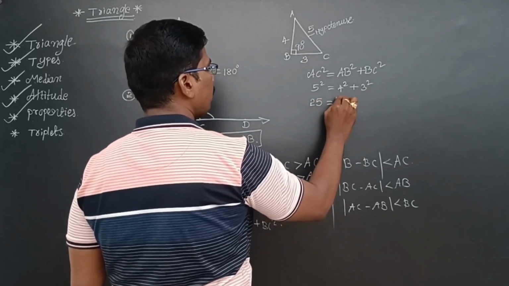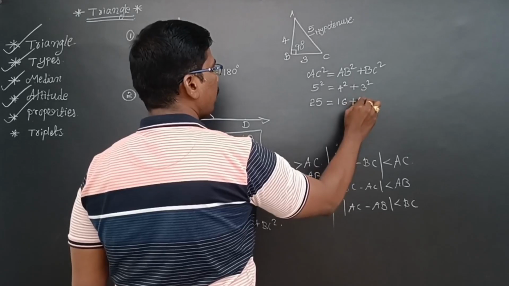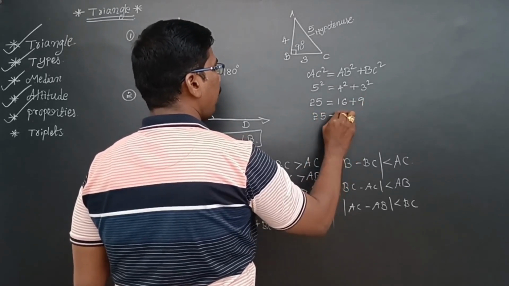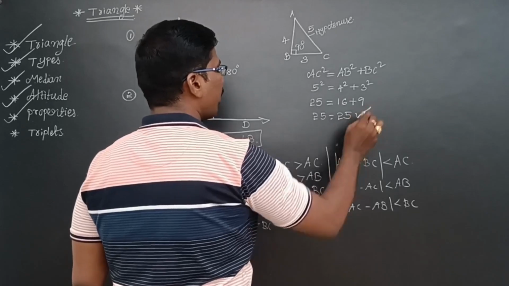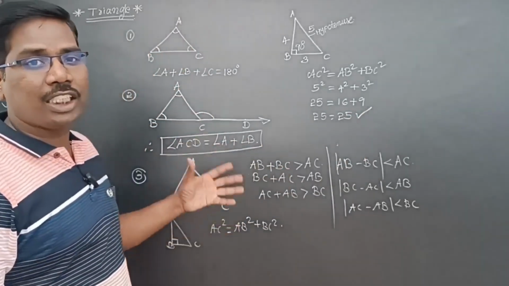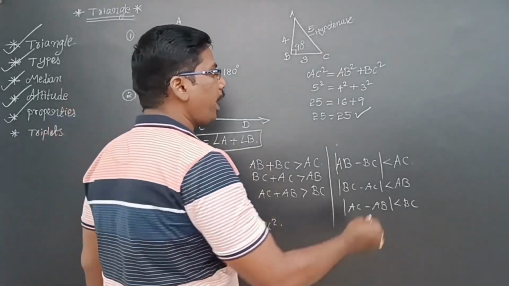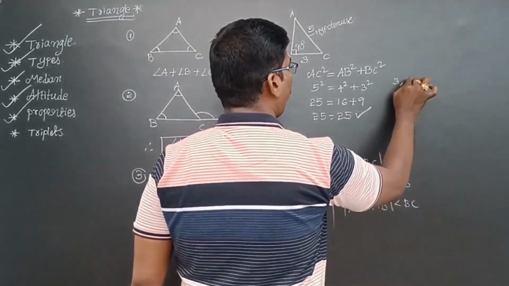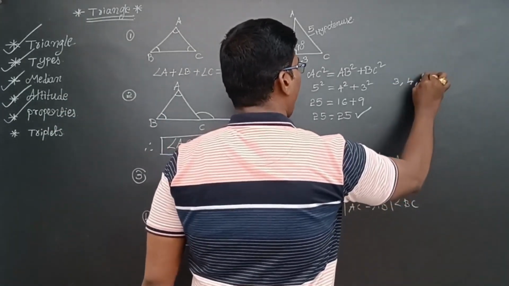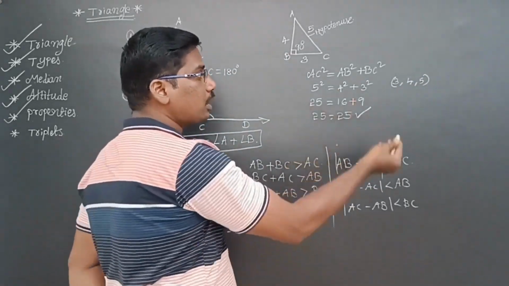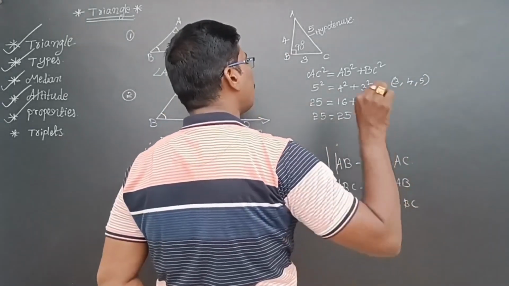So, 5 square is how much? 25. 4 square is how much? 16. 3 square is how much? 9. So, 25 is equal to 16 plus 9, 25. See, left hand side is equal to right hand side. So, it is satisfying. So, our formula is correct. Now, what we have taken, 3, 4, 5, are called a Pythagoras triplet. Now, if you multiply these numbers with any number, those are also Pythagoras triplets.